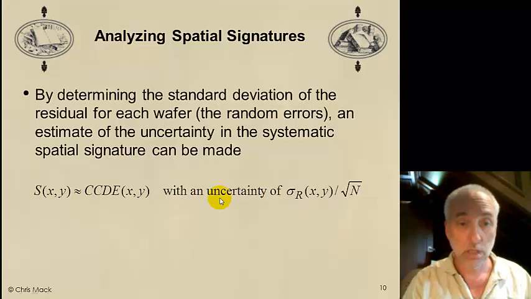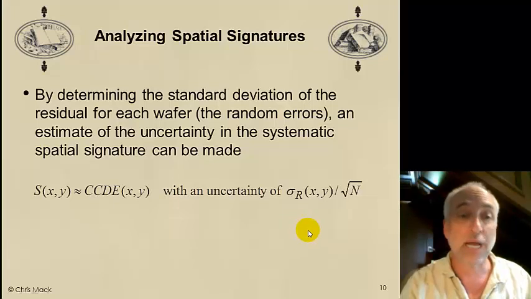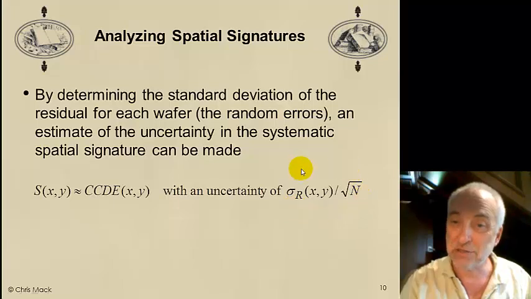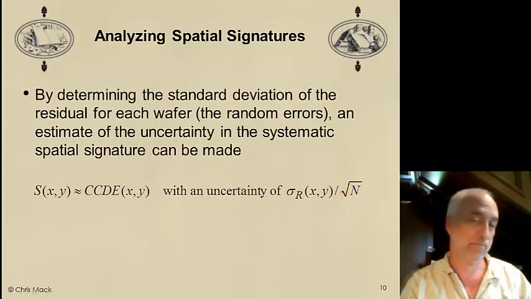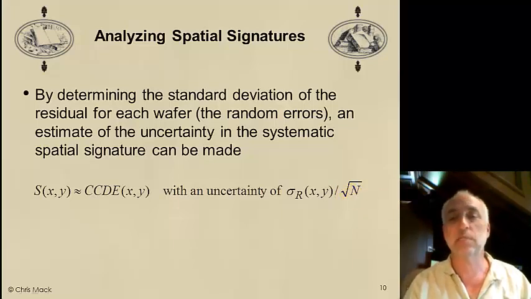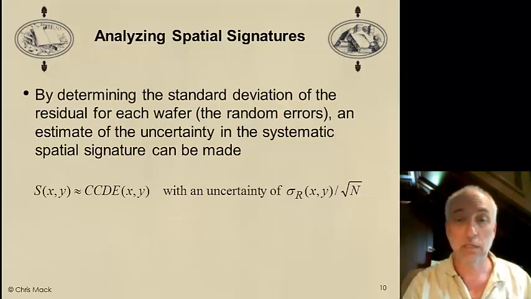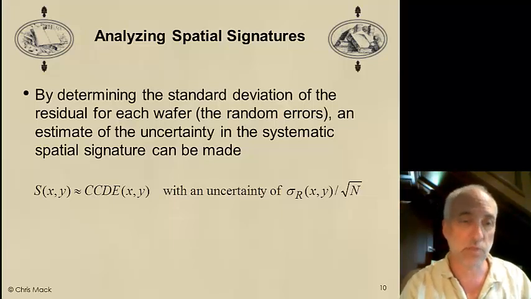As a result, I say that the systematic errors equal the value I get when I do my composite CD errors, my average of the CD errors on all the wafers. But I know that this is not a perfect measurement. There's an uncertainty, and the uncertainty is the standard deviation of the random errors divided by the square root of n. So given my estimate of how big the random errors are, I can decide how many wafers n I need to measure in order to get a given amount of uncertainty in my measurement of the spatial signature.